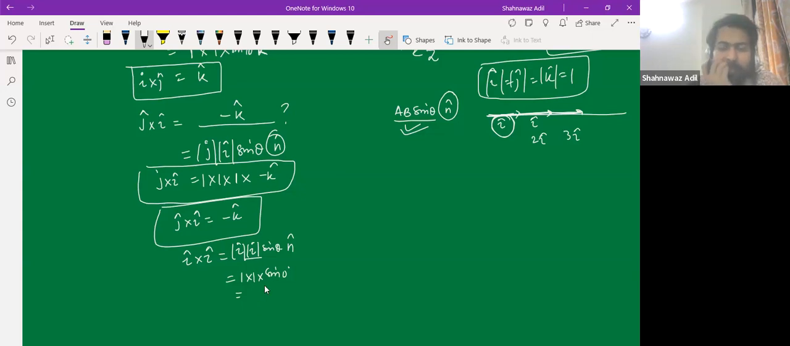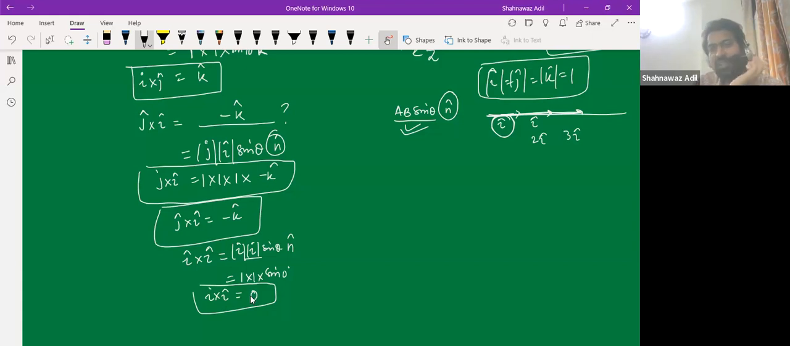So how much is sine 0, and sine 90? Sine 90 is 1, and sine 0 is zero, right? So I cross I would be 0. Then this is 0, right? Zero doesn't have any direction, right?